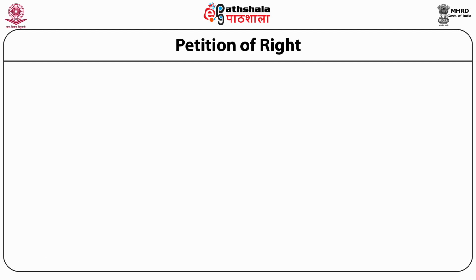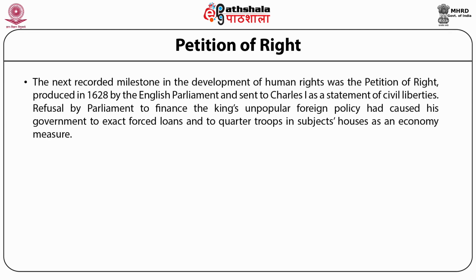Now let's come to the Petition of Right. Some 400 years after the Magna Carta, the next recorded milestone in the development of human rights was the Petition of Right. The Petition of Right was drafted and produced in 1628 by the English Parliament. During 1628, Charles I was the ruling monarch of the United Kingdom.